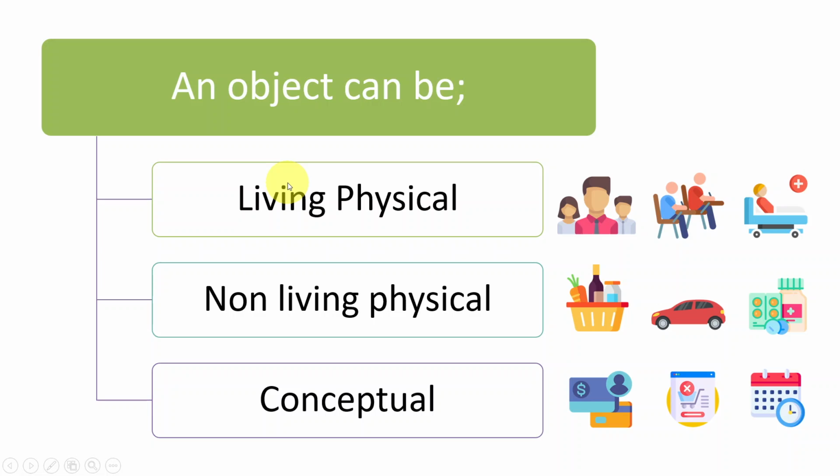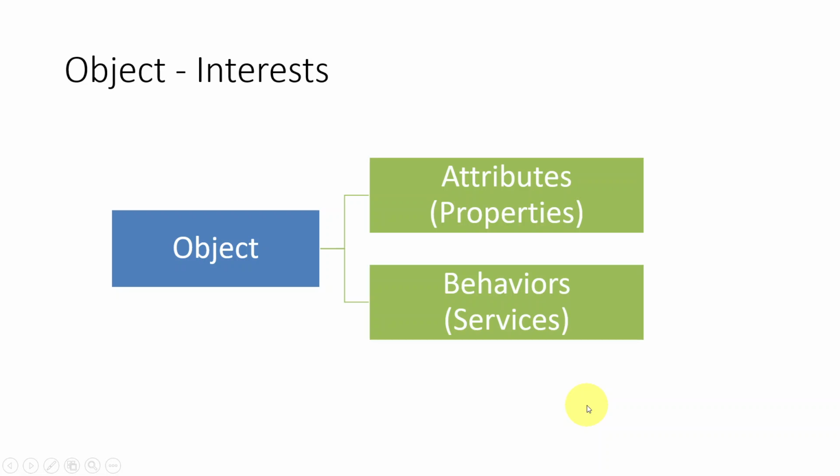There can be some living physical things like a customer, a student, a patient. There can be non-living physical things like goods, a vehicle, or drugs. And finally, we have conceptual things as objects: a payment, an order, an account. So we are interested in two things when it comes to objects: its attributes or properties, and behaviors or services.